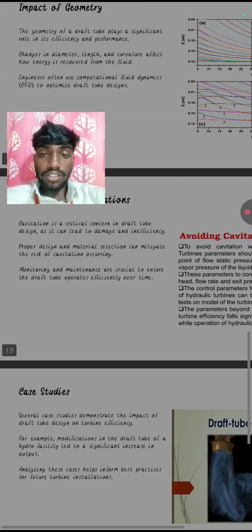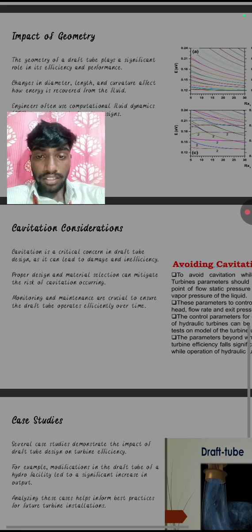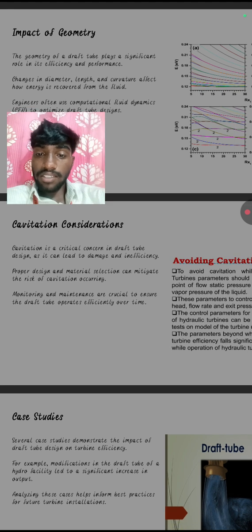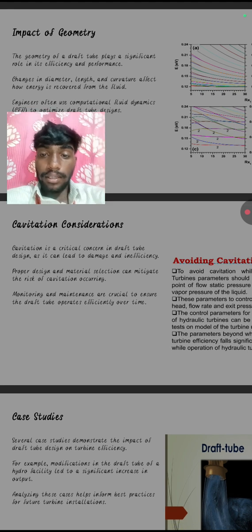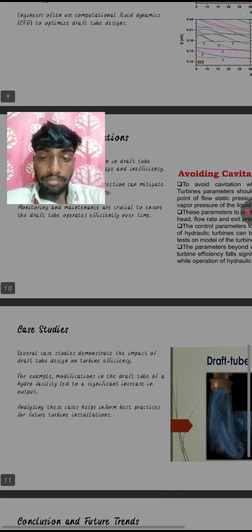Cavitation considerations. Cavitation is a critical concern in draft tube design as it can lead to damage and inefficiency. Proper design and material selection can mitigate the risk of cavitation occurring. Monitoring and maintenance are crucial to ensure the draft tube operates efficiently over time.